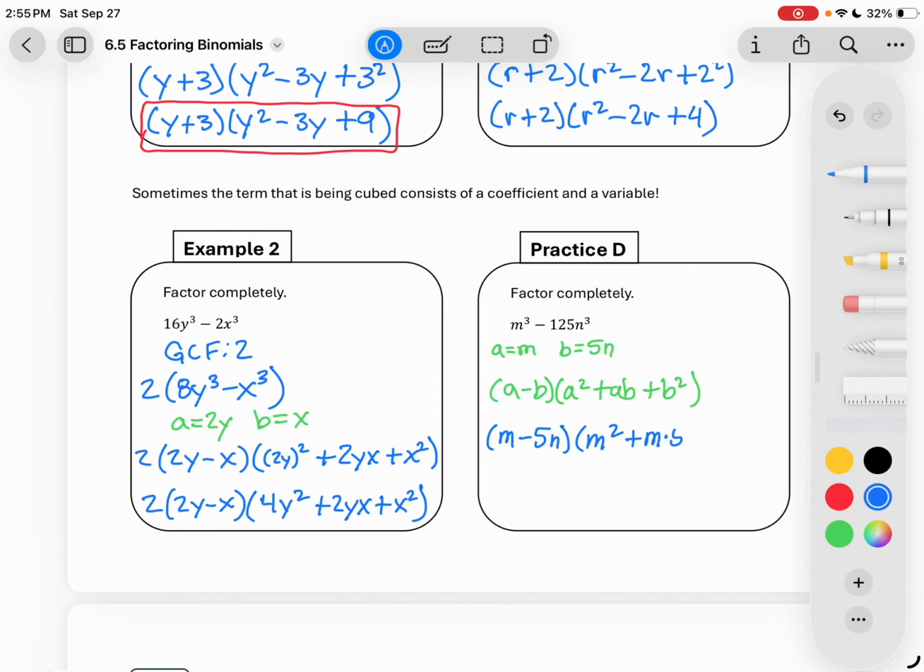So we need to put parentheses around that for the last term so that when we square it, the 5 gets squared as well. So we'll clean this up a little bit to get a final result of m minus 5n times m squared plus 5mn plus 25n squared. And that would be the factorization of that binomial in practice D.